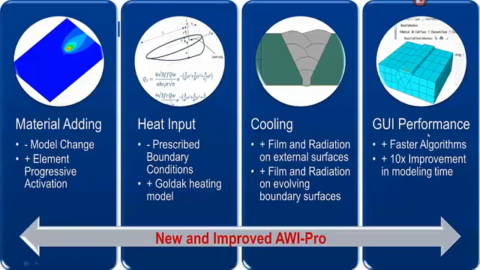Lastly, we have the GUI performance. The current version of AWI is completely rewritten from scratch using faster algorithm for the pre-processing of the model. You'll get a first look of the AWI Pro later when Mike gives the demo or plays the video demo. From the tests we have done, we are seeing up to 10 times increase in the pre-processing time or performance for typical multi-pass 3D models.